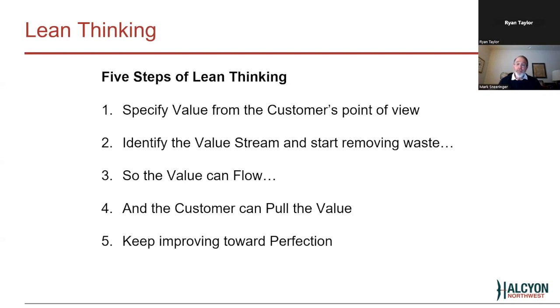That leads to the fourth piece, which was when that value is flowing predictably and quickly, the customer can actually pull that value rather than you pushing it out to them. So rather than you, say, building products, pushing them into a warehouse, and then pushing them out to a store, the customer can actually pull those products toward them. And then finally, when you get this running well, you keep improving toward perfection. You're never going to actually get to perfection, but this is how you get into this mode of continuous improvement.